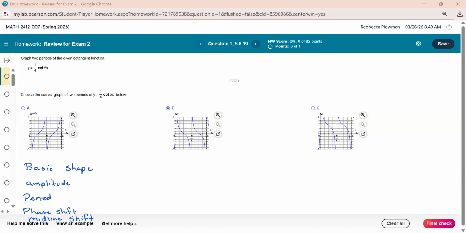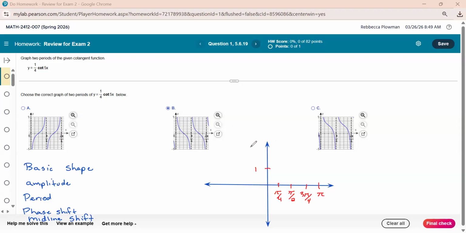Okay, so just a basic shape here. So I'm going to make some axes. We're looking at cotangent. Okay, so I'll put pi here. That would be my period. This will be pi over 2, pi over 4. We're just going to do one period here, and 3 pi over 4.